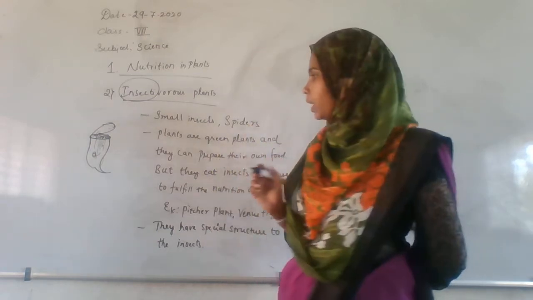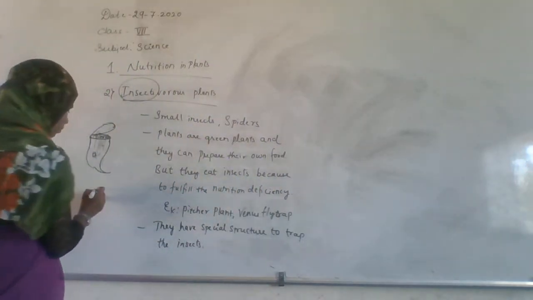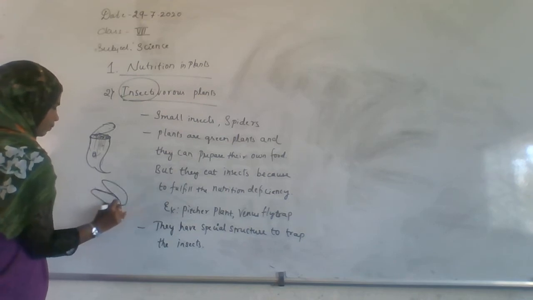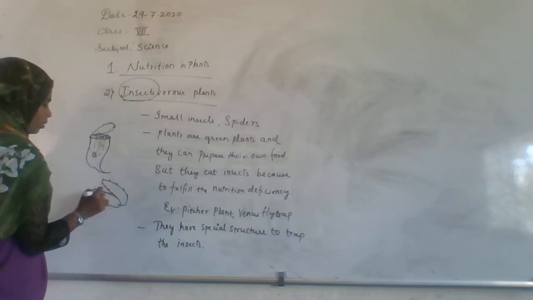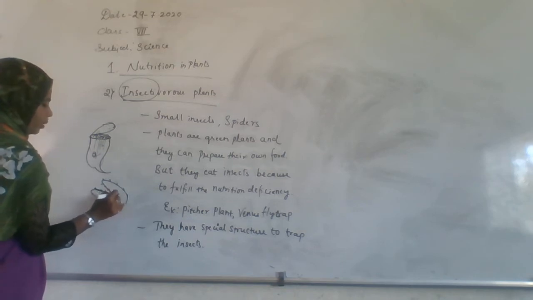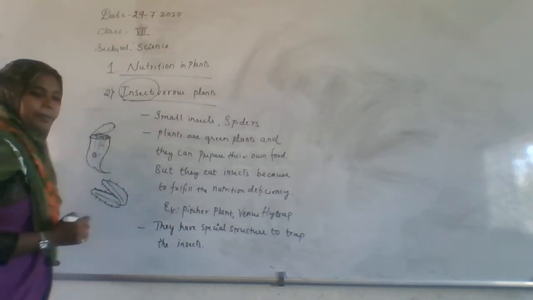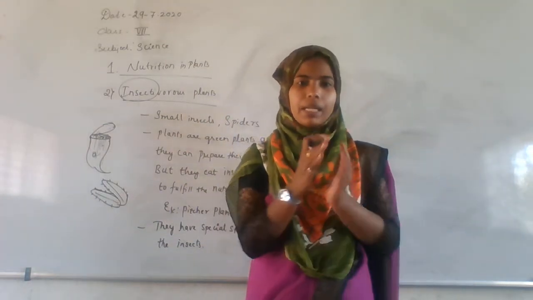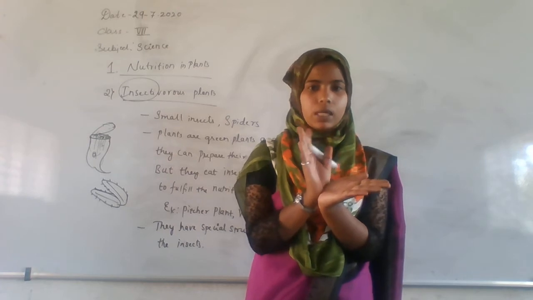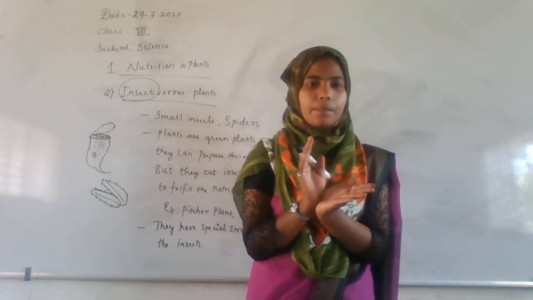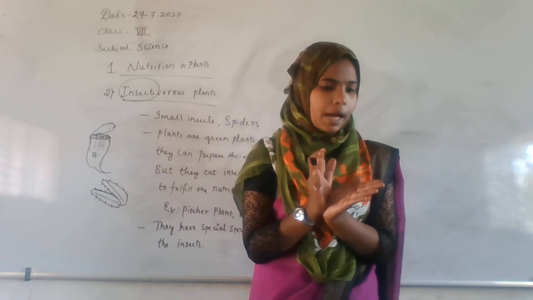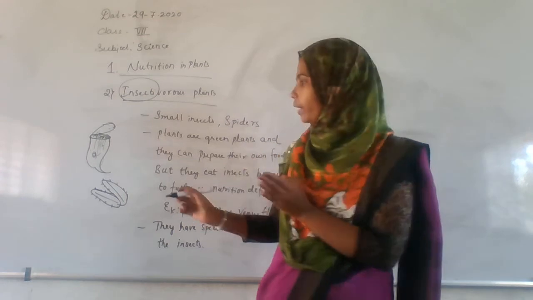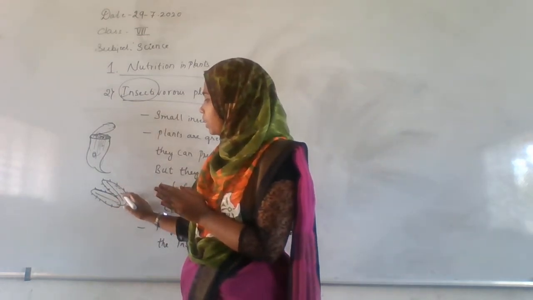Venus flytraps, again they are having leaves. One more is there, that is a pitcher plant. Okay, pitcher plant. Here the leaves are modified into a trap. Trap means like a net, open like this. First their leaves are like this. They are modified into a trap and the inner surface of the leaves has short and stiff hair.